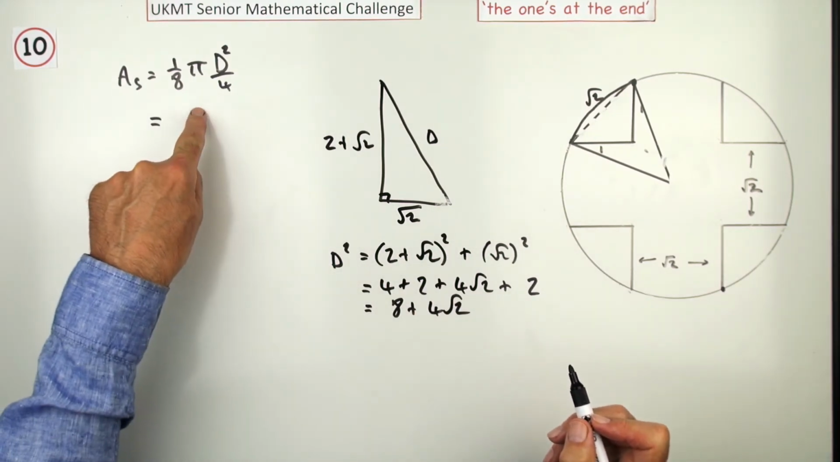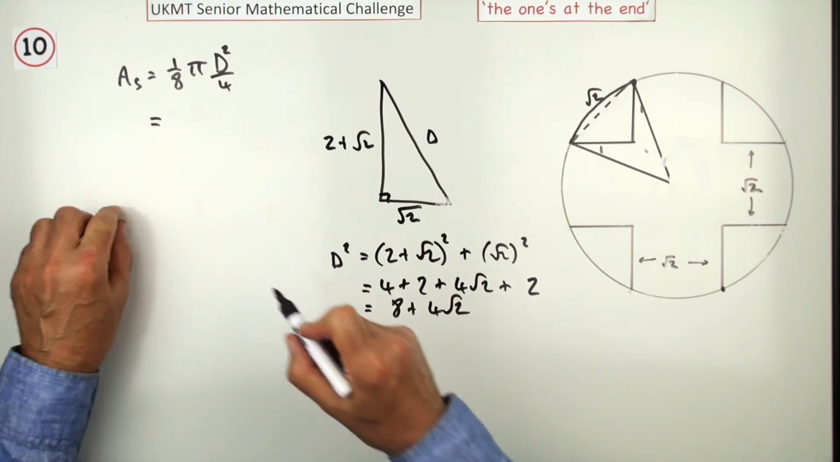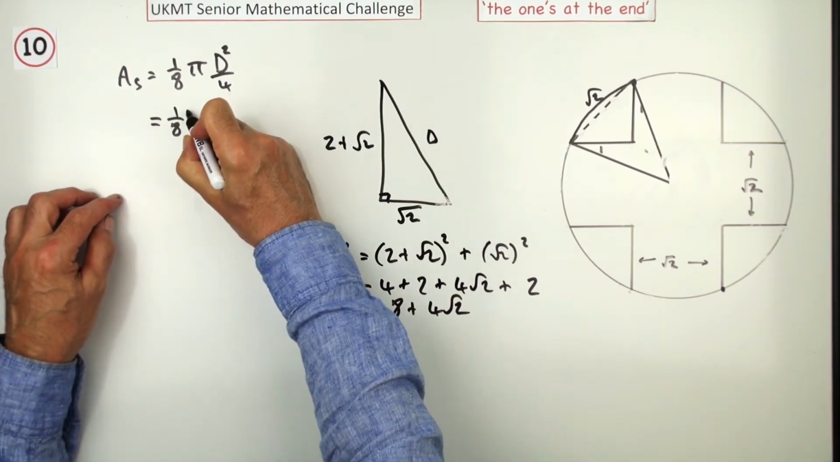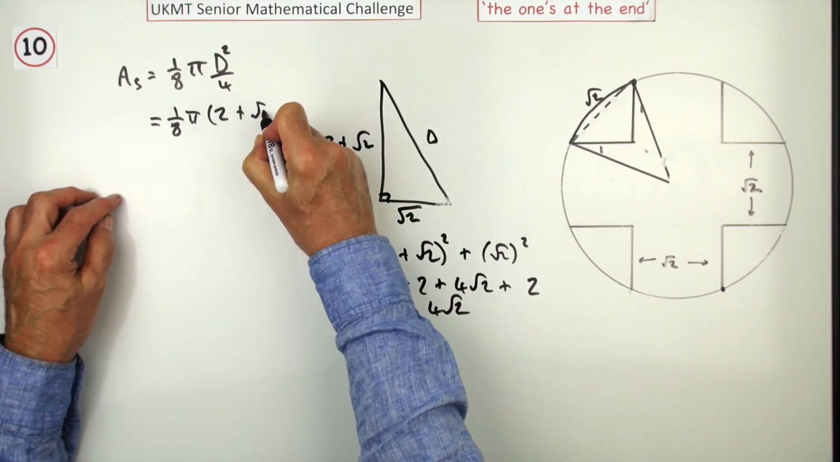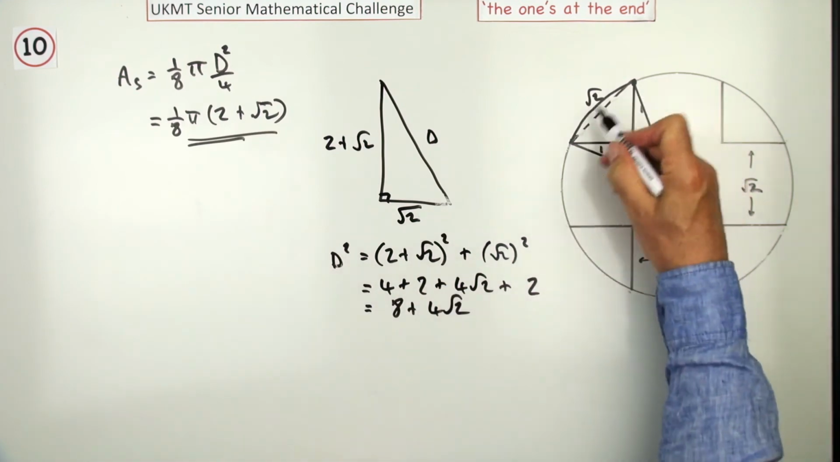So popping it into this, notice I want to divide that by 4, so that'll just be 2 plus √2. It'll be 1/8 of π times (2 + √2). Right, well that's the whole sector.